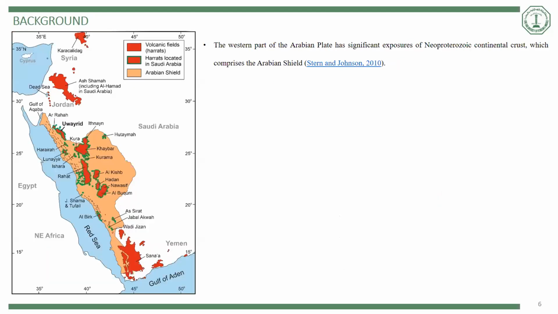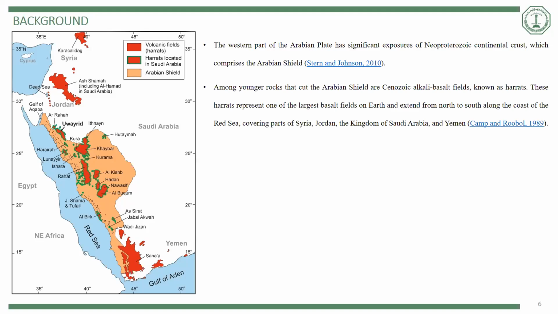The western part of the Arabian plate has significant exposures of Neoproterozoic continental crust, which comprises the Arabian Shield. Here it is represented in the figure by the orange color. Among younger rocks that cut the Arabian Shield are Cenozoic aged alkali basalt fields, known as Harrats. These Harrats represent one of the largest basalt fields on the earth and extend from the north to the south along the coast of the Red Sea, covering parts of Syria, Jordan, the Kingdom of Saudi Arabia, and Yemen.